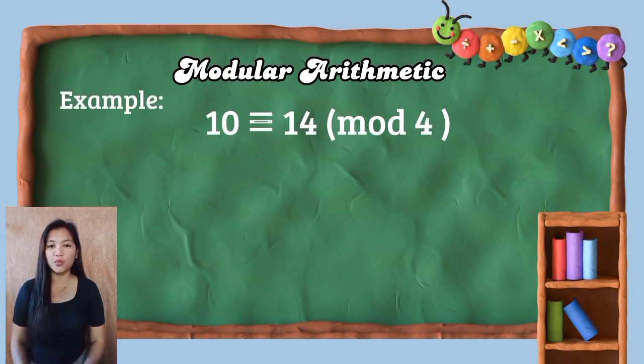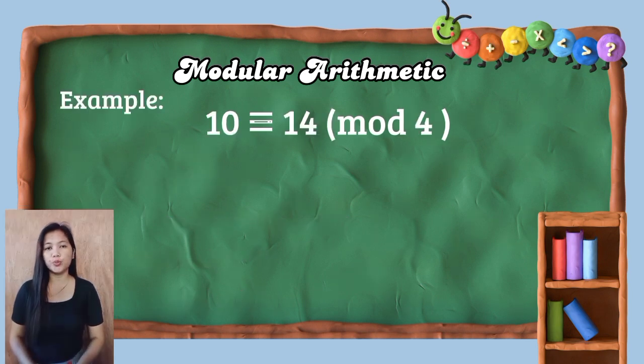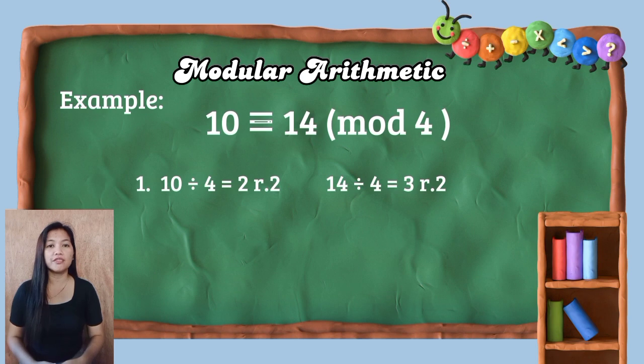So now let's try one example. Let's try to prove or determine if 10 is congruent to 14 mod 4. So we're going to use the 3 conditions. Here, our A is 10, our B is 14, and our N is 4. Now we're going to determine if they have the same remainder. 10 divided by 4 is 2, remainder 2. Then 14 divided by 4 is 3, remainder 2. So this satisfies the first condition.